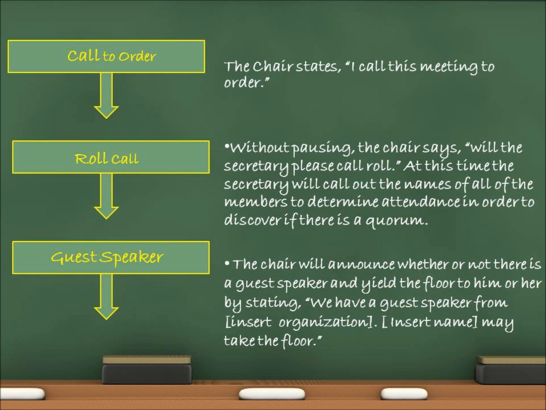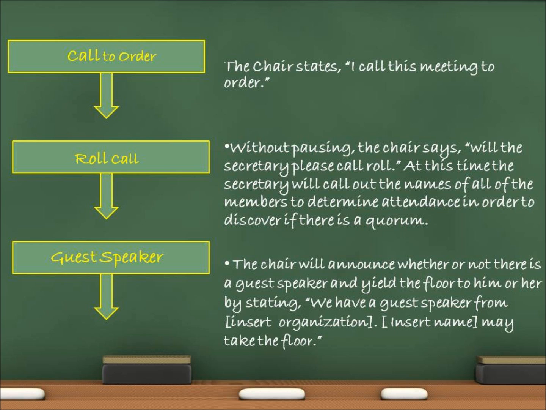If there are enough members present to meet the quorum, the chair will announce, "We have a quorum." If there are not enough members to meet the quorum, the chair will state, "There is no quorum." The meeting can continue without a quorum. However, the assembly will be unable to vote on any items in the business categories of the agenda.